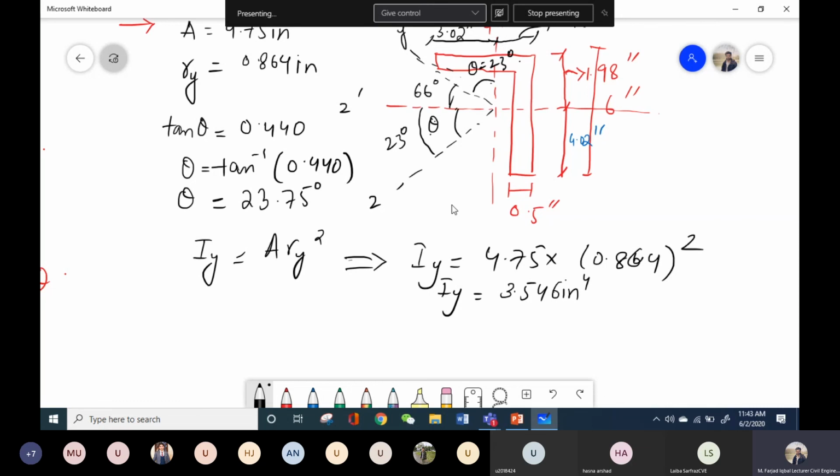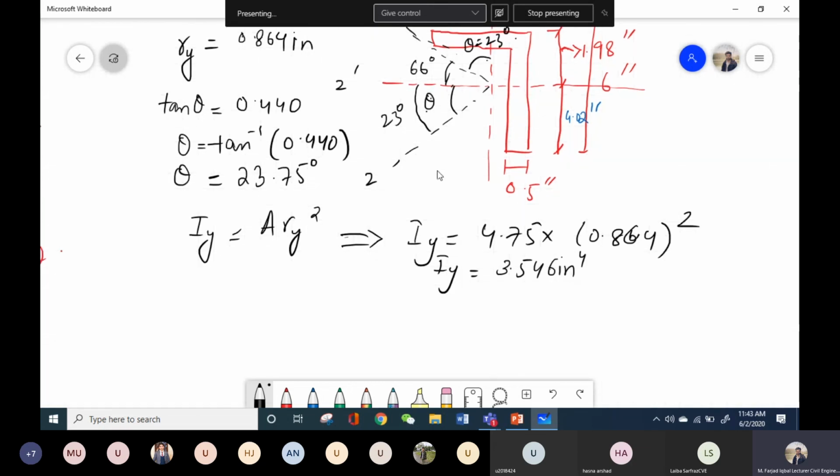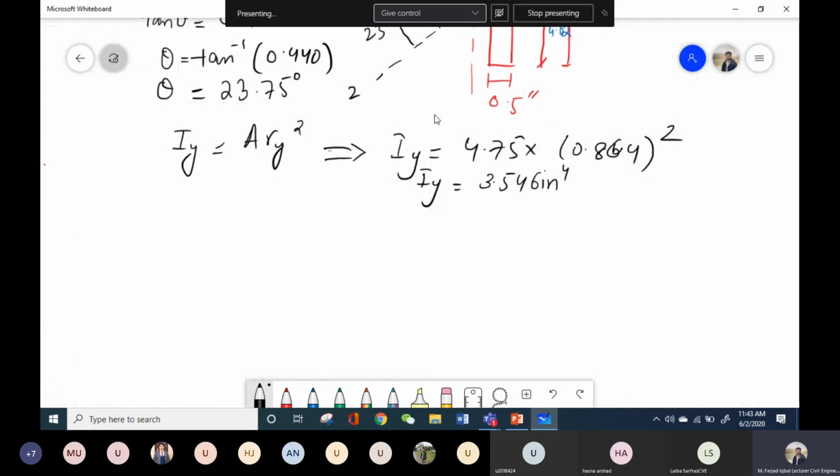Or in some questions, it will be given to you directly that these are the moments of inertia about the principal axes and this is the orientation. So you don't have to look into the section table at all. But you should know every method to get this.